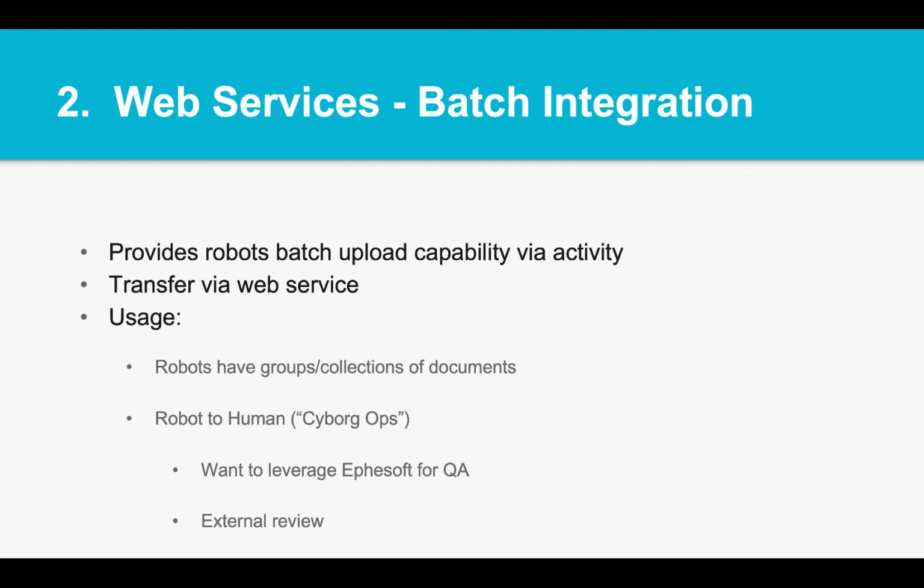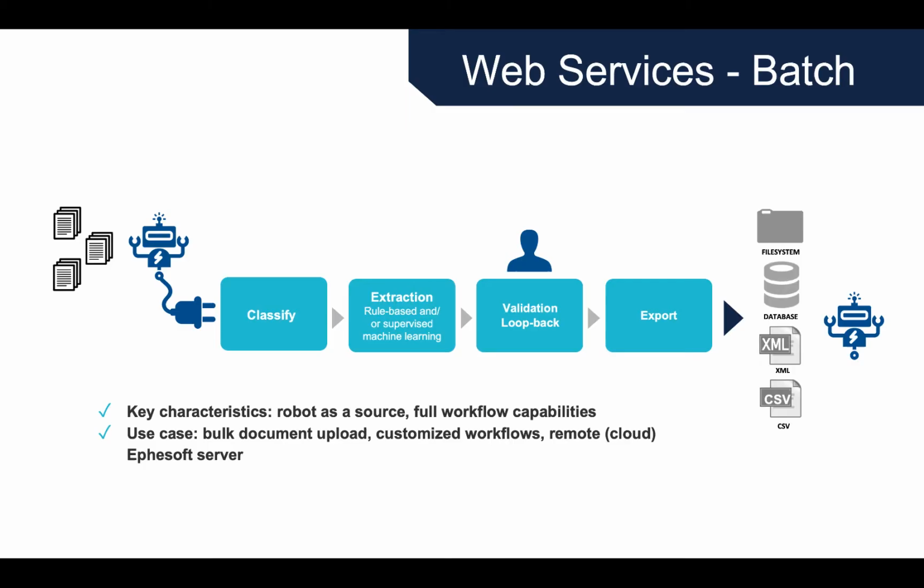The first method provides robots with batch upload capabilities directly into an Ephesoft smart capture workflow. It's appropriate for groups of documents that exist in a robotic process and can provide human interaction for problem documents or exceptions processing. This method essentially has a software robot as a source of documents, feeding the document process with the ability to engage human knowledge workers for quality assurance or exceptions processing. At the end of the process is another robot waiting for the results.